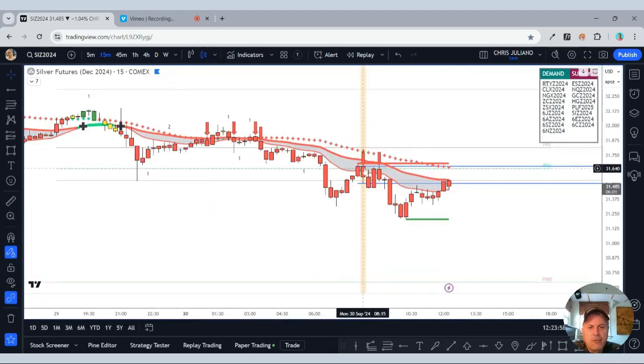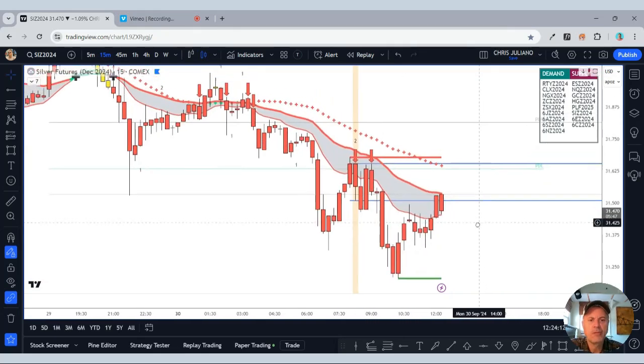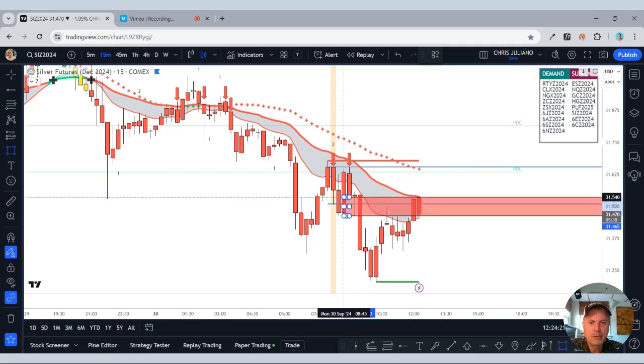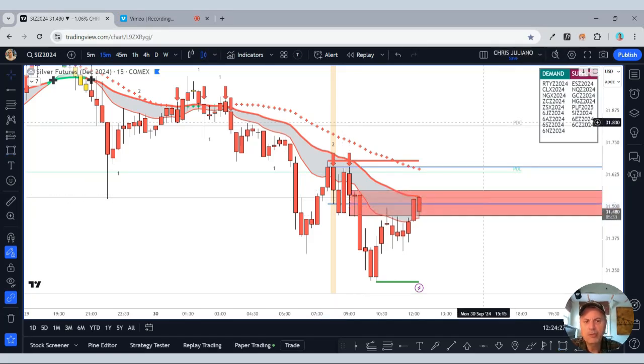So again, silver, TrendCloud signal right at the open, pulls back into that TrendCloud signal or retests the opening range, and then makes a nice move down. And now what we're doing is we're retesting again. And look what we've got right here, right? There's your drop base drop. See how we put everything together that we learned?